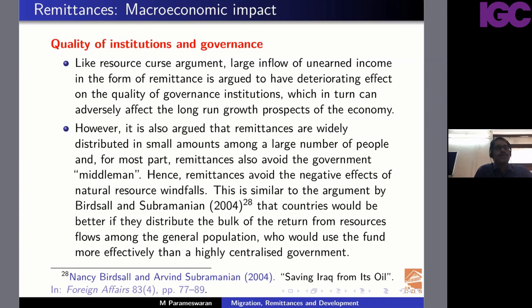So there is an argument that an increase in resources, in terms of these remittances, can lead to low quality institutions. For your reference, I have included Bulte and Subramanian, who argue in the context of Iraq that if Iraq wants to move out of its curse, it has to distribute its resources among a larger population so that there won't be any clash over these resources.